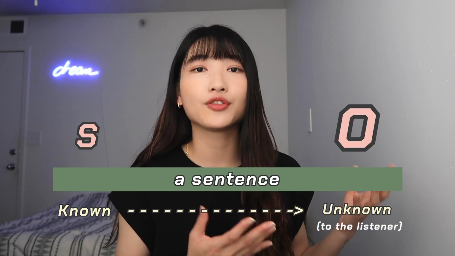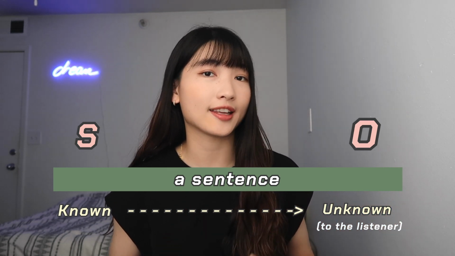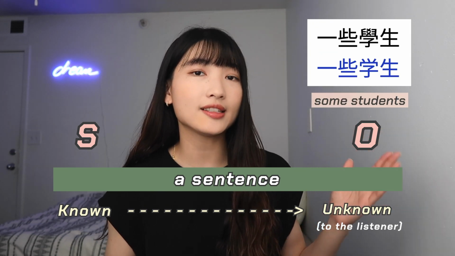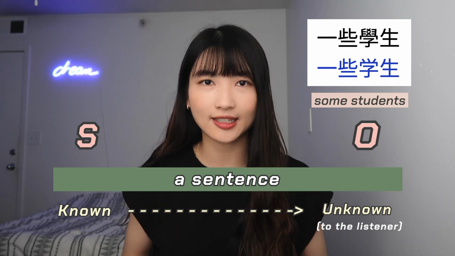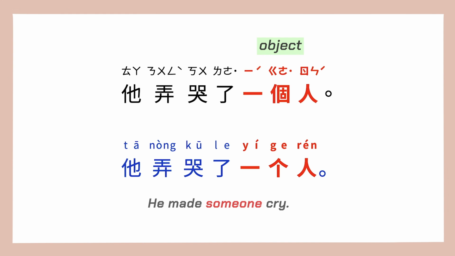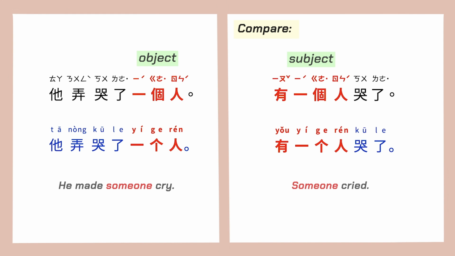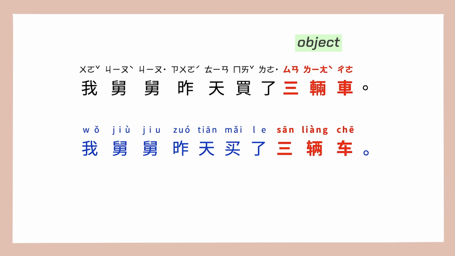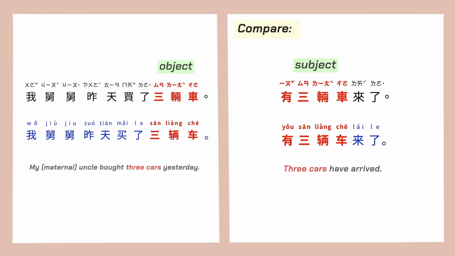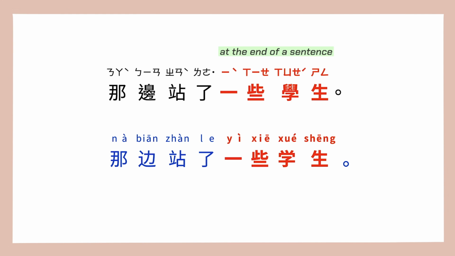However, for the object, you can give new information that is unknown to the listeners, so phrases like 一个人, 三辆车, and 一些学生 are totally acceptable. So we can say, 他弄哭了一个人。He made someone cry. When used as an object, we don't add 有. Another example, 我舅舅昨天买了三辆车。My uncle bought three cars yesterday. The next example is 那边站了一些学生。Some students are standing there.